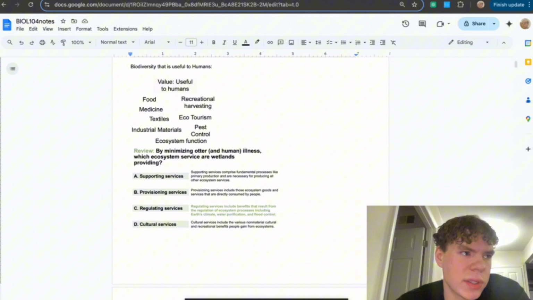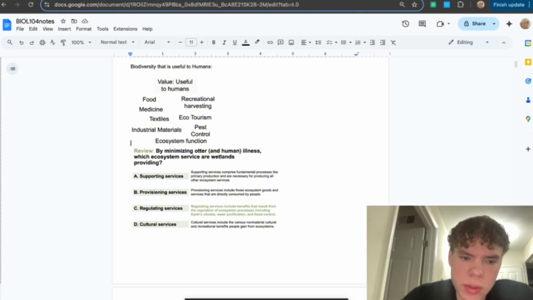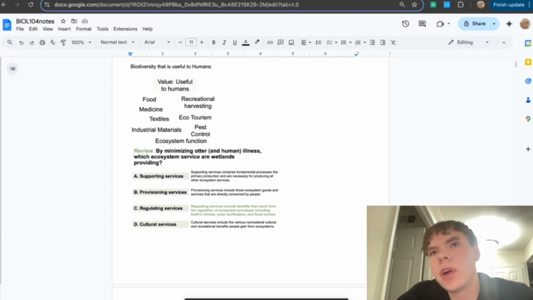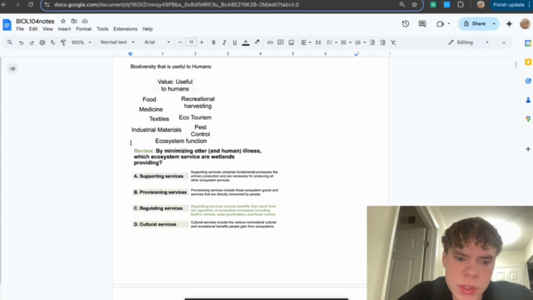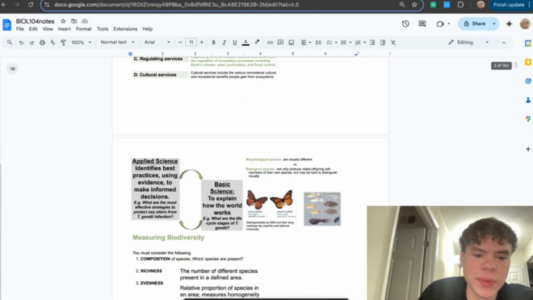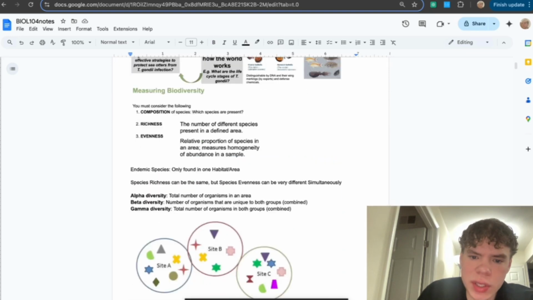So I'm just quizzing myself again. Supporting has everything to do with nutrient cycling and soil formation. Provisioning is like our food, water, and our medicine. Our regulating is flood control, climate control, disease control, and cultural services is like everything that would be of use to humans. So this is our way of measuring biodiversity.